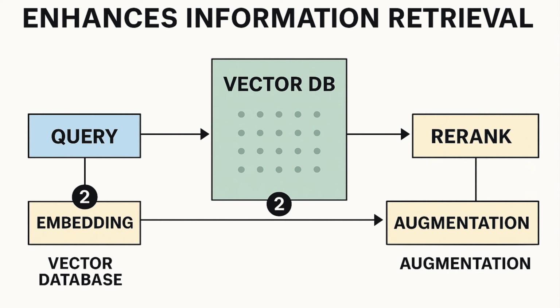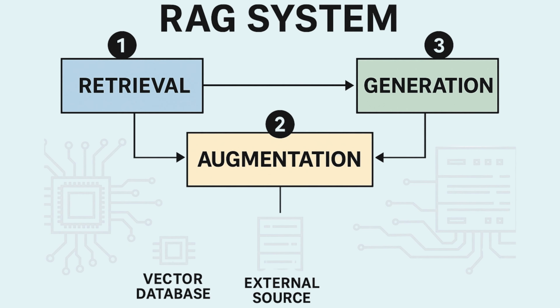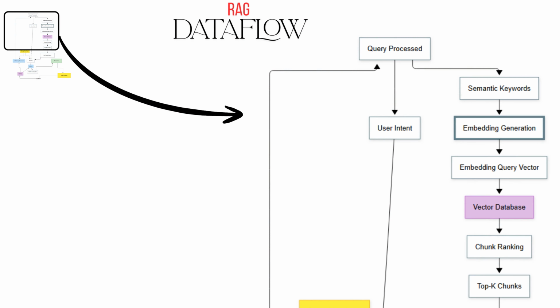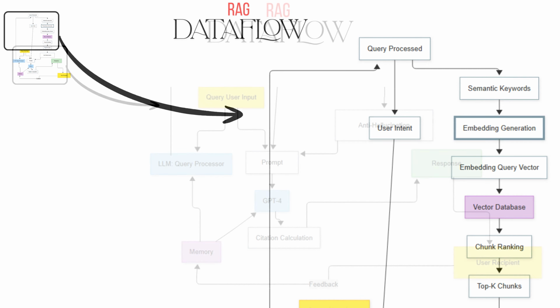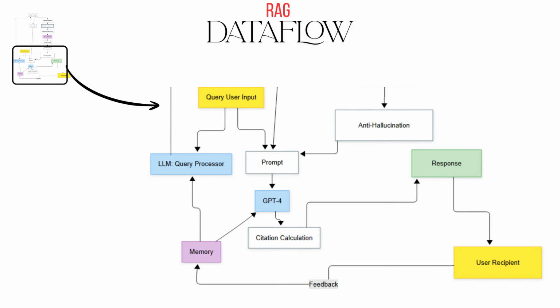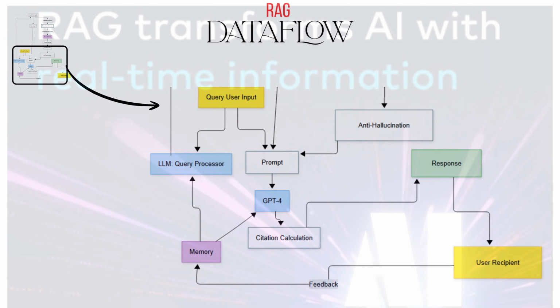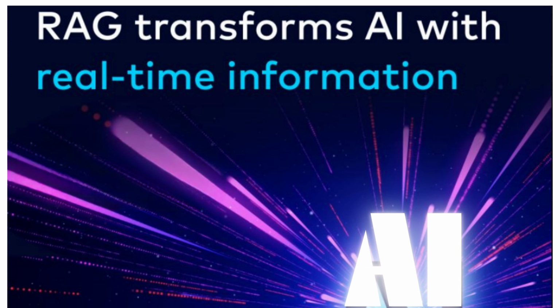2. Augmentation. It combines that pulled info with your original query, creating a richer prompt. 3. Generation. This enriched prompt goes to the LLM, which then outputs a response that's accurate, factual, and grounded in context. Now, why does this matter?